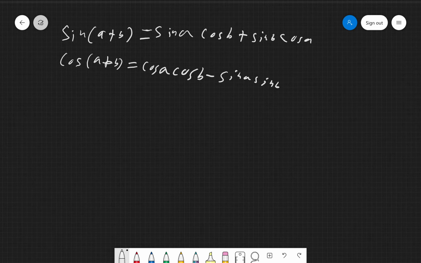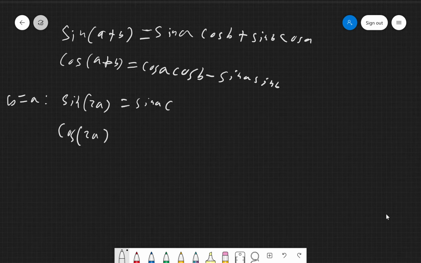Now if we set b equal to a, we get the sine of a plus a, which is the sine of 2a, which is what we want. It's equal to the sine of a times the cosine of a plus the sine of a times the cosine of a. That's kind of cool. Now we notice they're the same thing, so we just get 2 times the sine of a times the cosine of a.